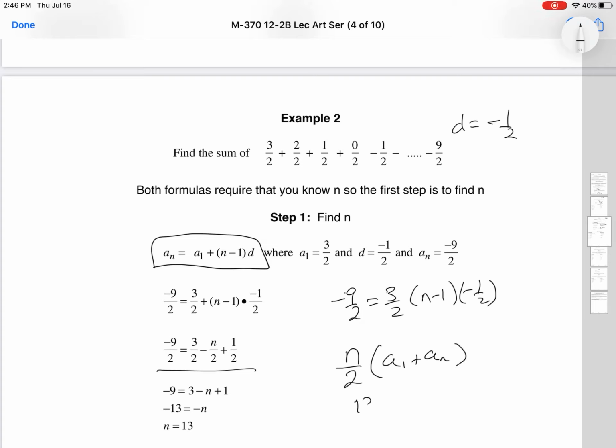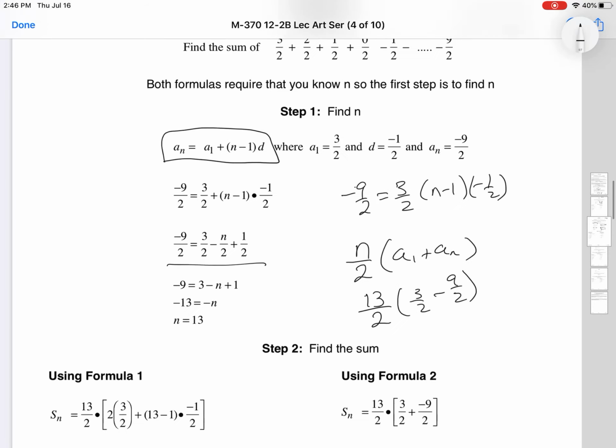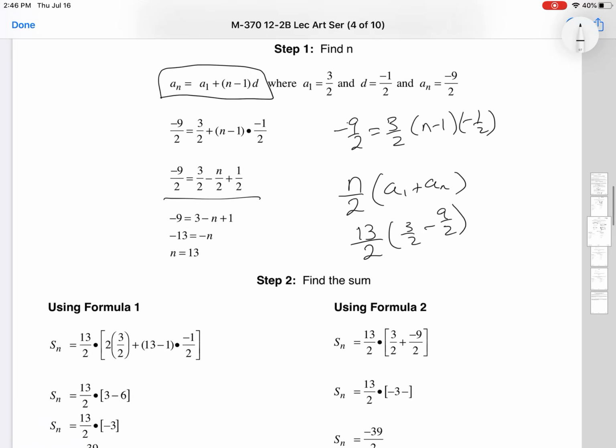No problem. We just found out n was 13. That was the hardest part. a1 we knew from the beginning. an is negative 9 halves, and they do get added, right? And so he's going to do that right down here.